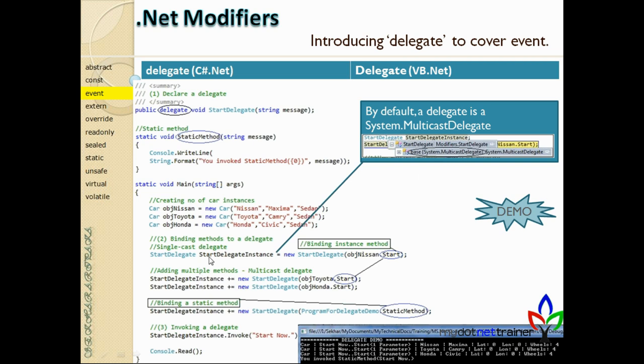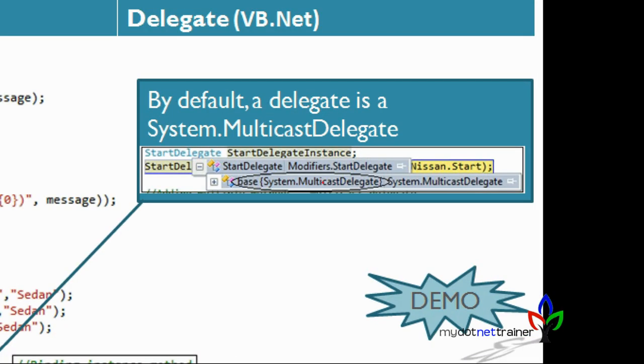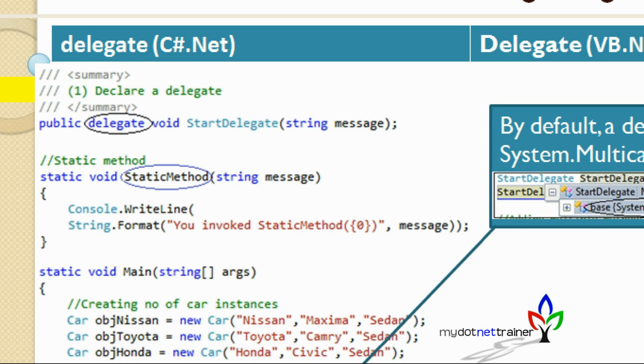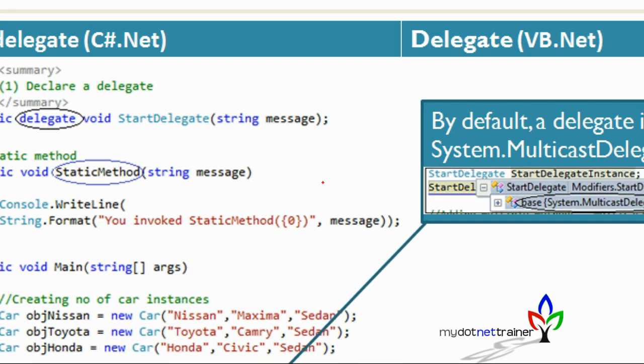If you see the instance of this, I just took a snapshot of the IntelliSense at this stage, and it inherits from the multicast delegate. System.MulticastDelegate is a base class that your delegate is inheriting from. Although you just specified this as a delegate, the interesting thing is that it is by default a multicast delegate.